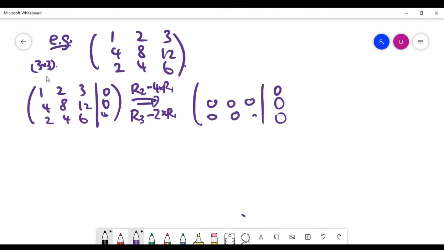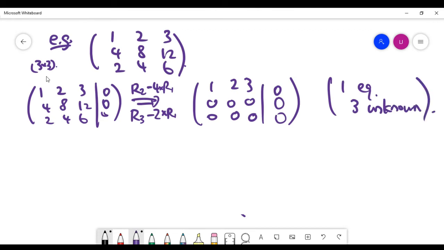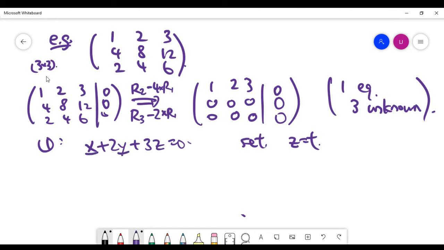So the last two rows are zero, and you have only one non-zero row, which is the first one. Now it's a one equation, three unknown system, right? It means this system automatically has infinitely many solutions. Can you describe all the solutions now? Because we are left with only one equation, things should be quite easy. For example, you can set the last variable to be t. But it's not enough because you still have two unknowns remaining after setting it to be t, right?